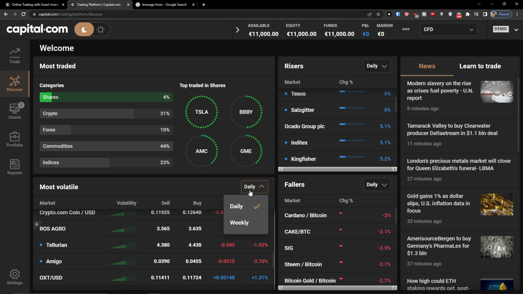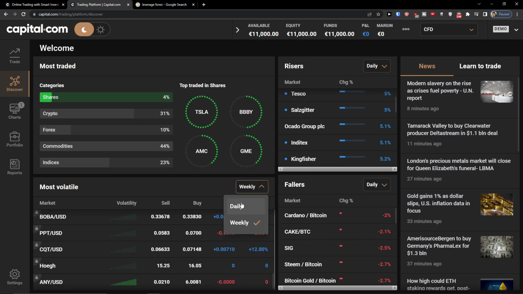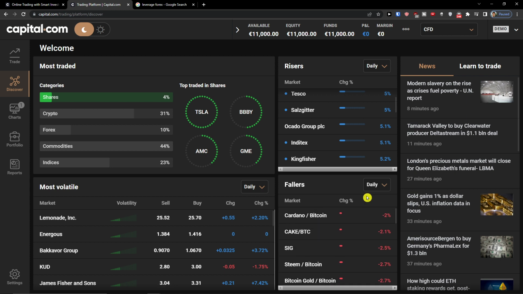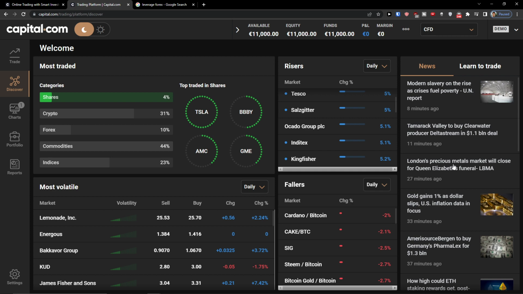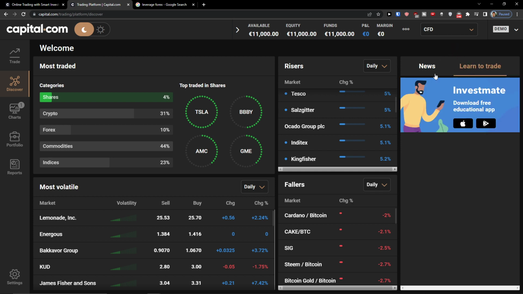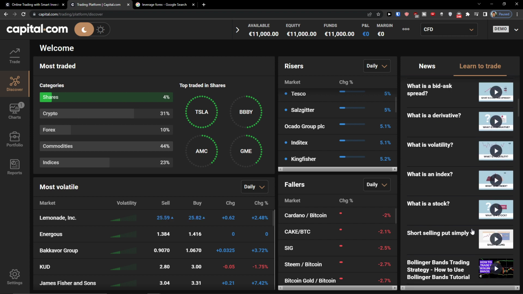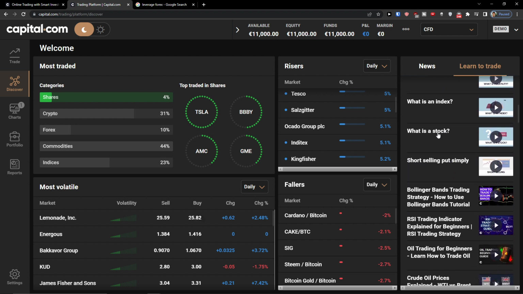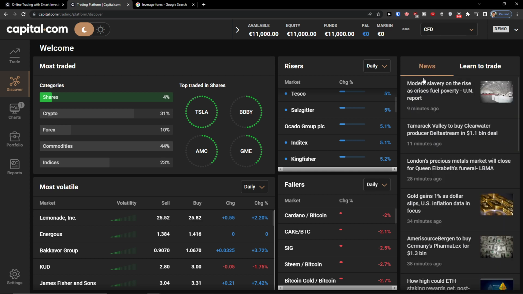And this is interesting information. And you can have it as weekly or daily. And then you're gonna have the followers. And again, you're gonna find all the information, and then also on the right side the news. So here you're gonna have also options to learn to trade. What is a bid-ask spread, derivative volatility index, what is a stock. And then you're gonna have also the news here. So that's what you're gonna have in Discover. So some really good introduction into information.